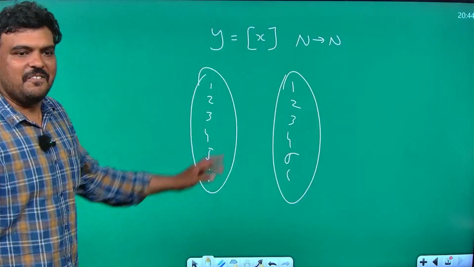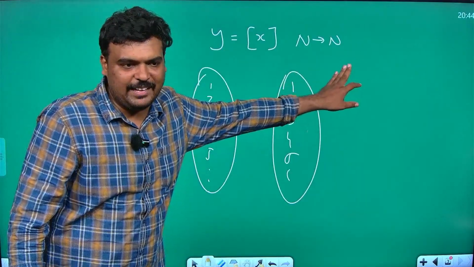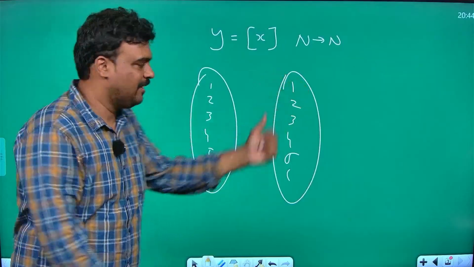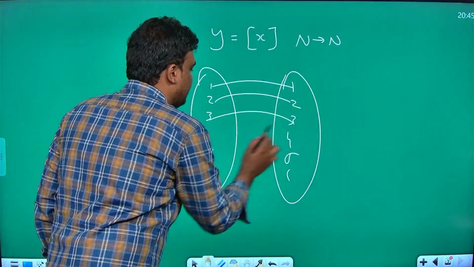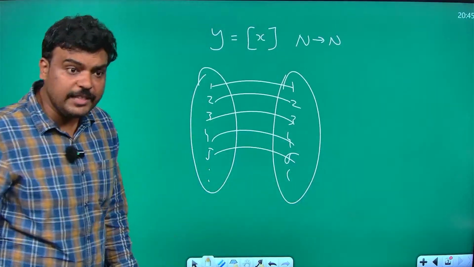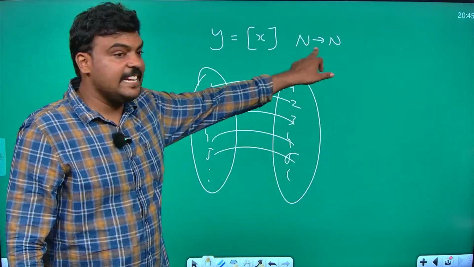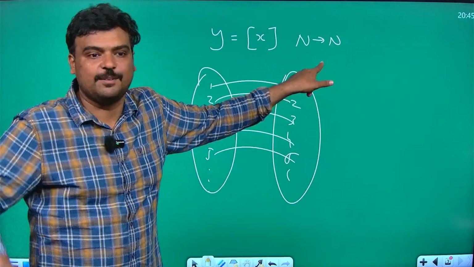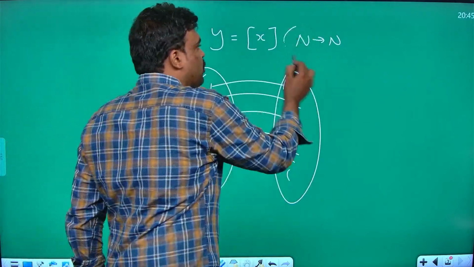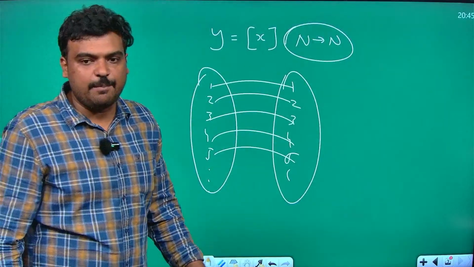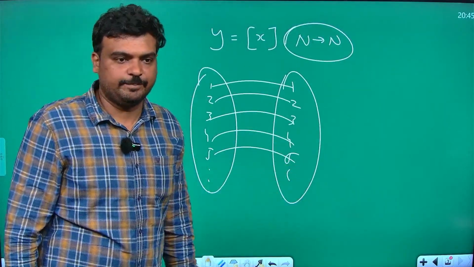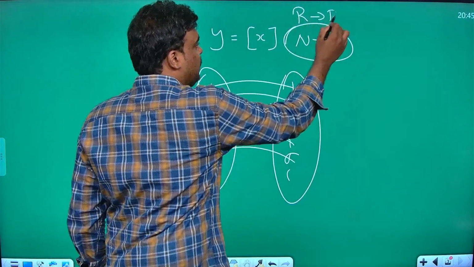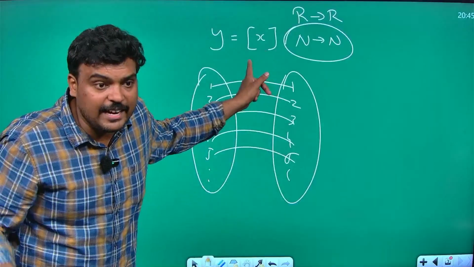Guys, when it is a natural number to natural number, it acts as an identity function. 1 gives 1, 2 gives 2, 3 gives 3, 4 gives 4, 5 gives 5. Understood? By changing just this, we can conclude the type will change. By changing my input and output, I can change the type of the function. Are you getting it? Okay, when I say real to real, this function is what?